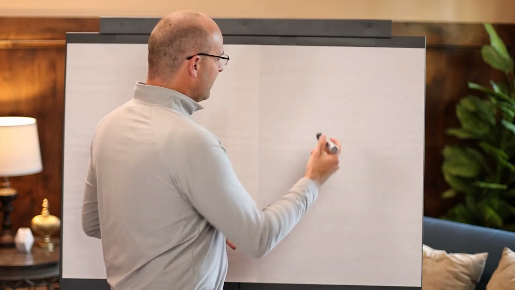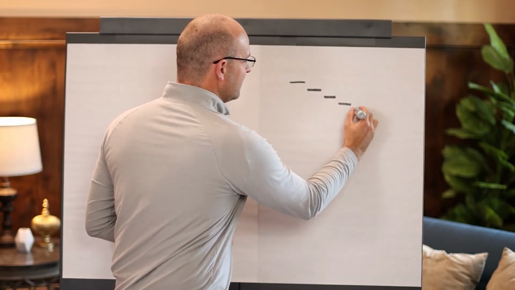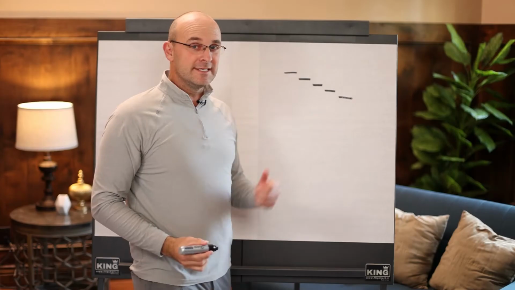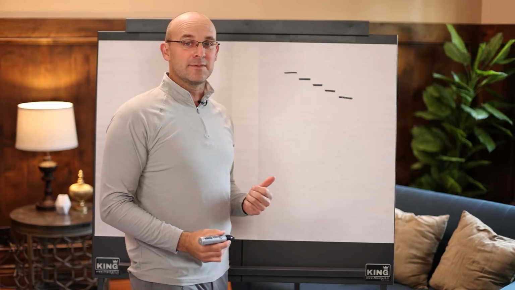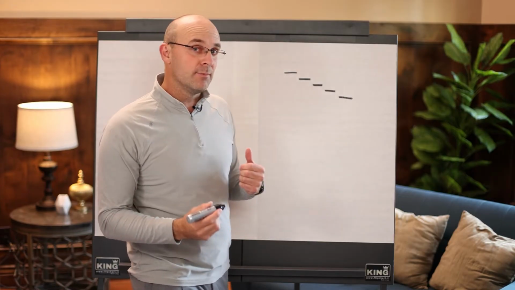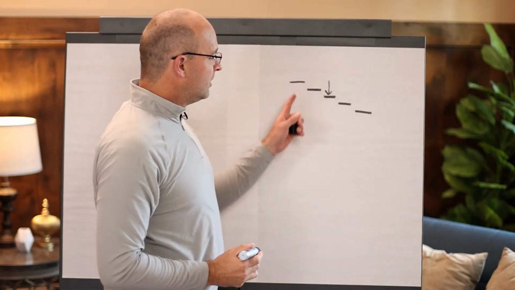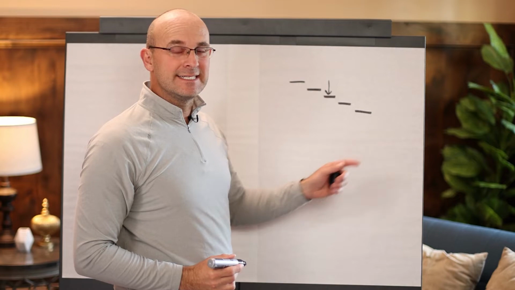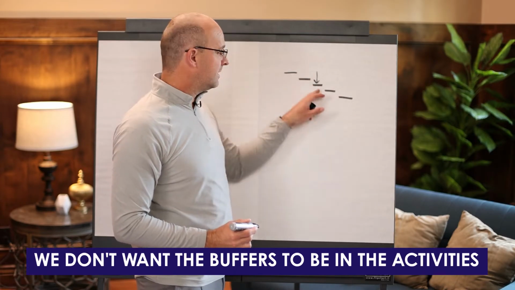So when you have a construction schedule, and let me just draw these activities kind of in a Gantt chart format. This could be a CPM schedule, it could be a Gantt chart, this could be a tax plan. Whatever kind of schedule you have, I want to talk about where buffers should be. So first and foremost, let's take this activity. We do not want to pad the activity in and of the activity itself, meaning we don't want the buffers to be in the activities.